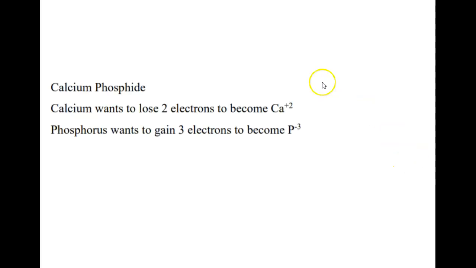And what ends up working, I'll tell you what ends up working. If you have 3 of these, it becomes a +6. And if you have 2 of these, it becomes a -6. And that's what ends up working. You get Ca3P2. That's calcium phosphide, and that's the only thing that's calcium phosphide.